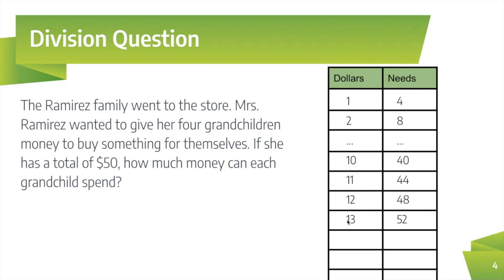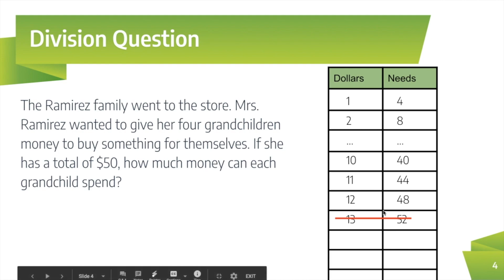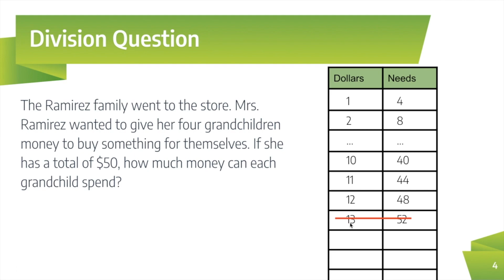Ooh, wait. She only has $50. She needs 52. This one is no bueno. This one's not going to work. She doesn't have $52, so she can't give each grandchild $13, which means we need to back it on up. She can give each of them $12 because she does have 48. She cannot give them $13. She doesn't have a total of $52.